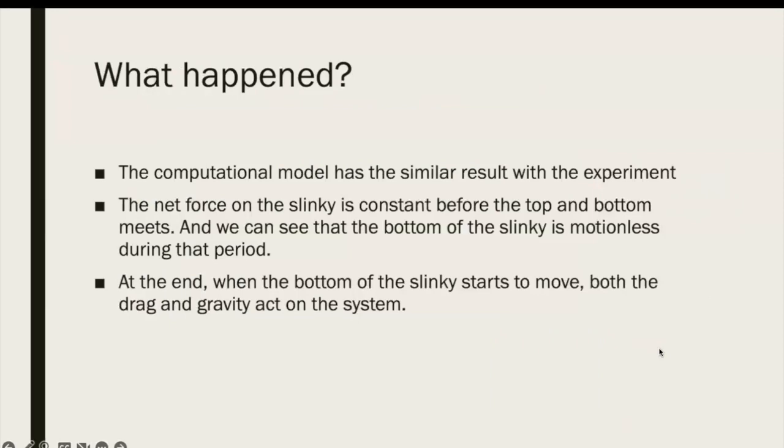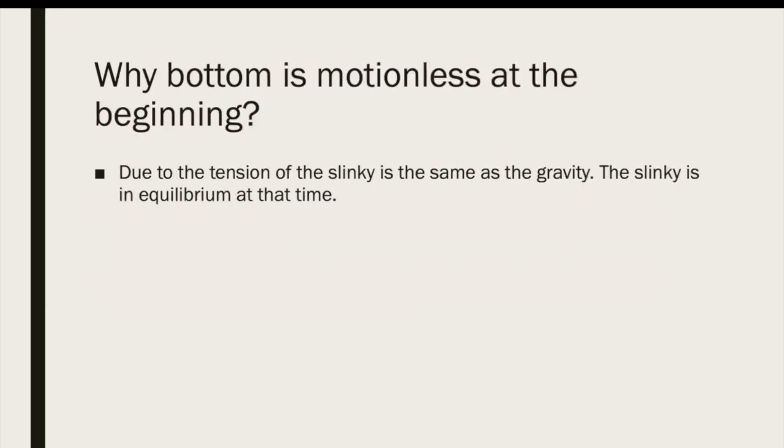So what happened in this experiment is that the computational model has a very similar result to the experiment, and the net force on the slinky is constant before the top and bottom meet. And we can see that the bottom of the slinky is motionless during this period. At the end, when the slinky starts to move, both the drag and the gravity act on the system. So why is the bottom motionless at the beginning?